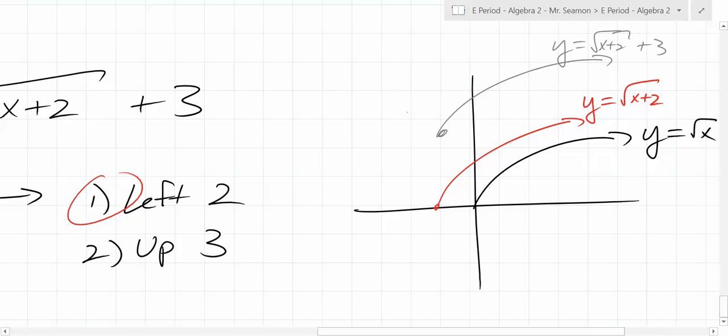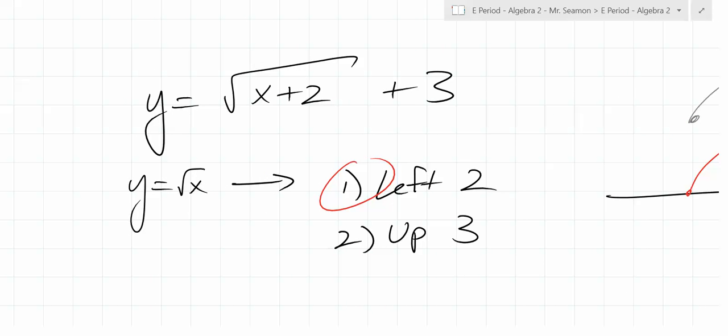It's a little counterintuitive because usually when you think of positive, what direction are you going in? Up or right? Not in this case. When you add 2 on the inside of the square root, what happens? 2 to the left. It moves it 2 to the left. It's the opposite. Inside opposite. You'll get a handle on this.